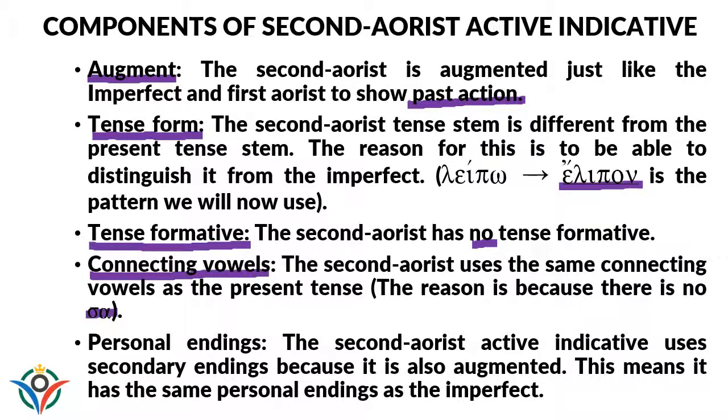And then finally, personal endings. The second aorist active indicative uses secondary endings because it is also augmented. This means it has the same personal endings as the imperfect. And we'll talk more about these similarities just now. So let's have a look at a visual diagram of all these components.